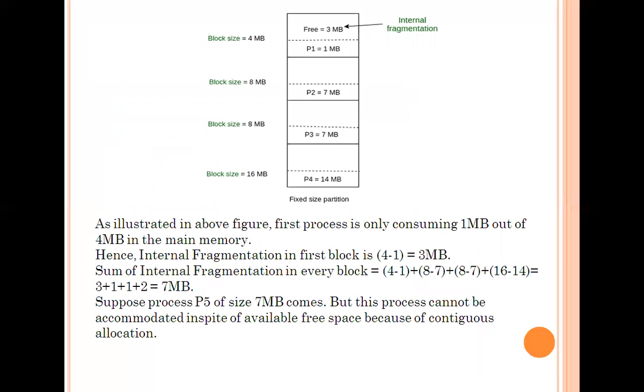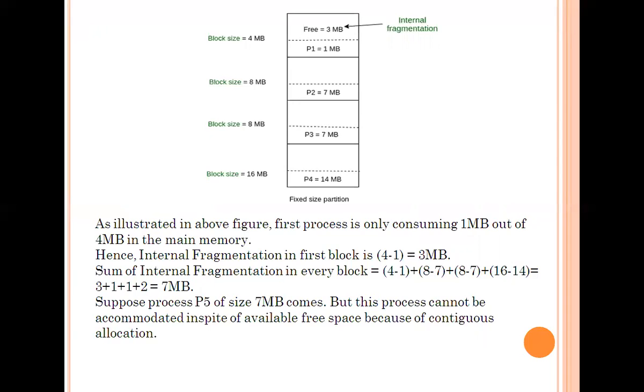Now see, in this example we have 4 blocks. First is of 4 MB, second is of 8 MB, third is again 8 MB, and fourth is of 16 MB. Now we have a process P1. It demands a memory space of 1 MB. Then we have allocated it the first block. Now you can clearly see that we have given the whole block to the process P1.